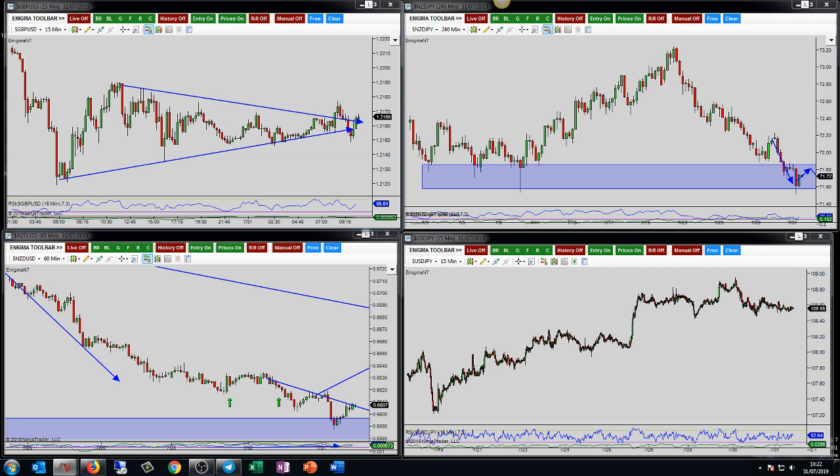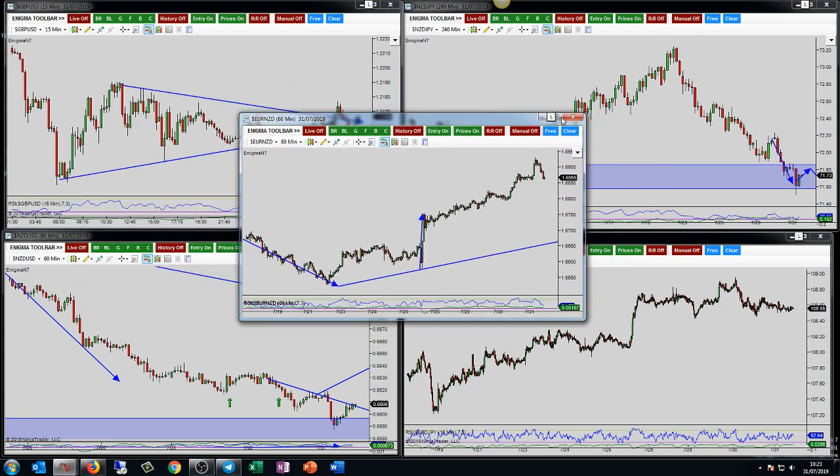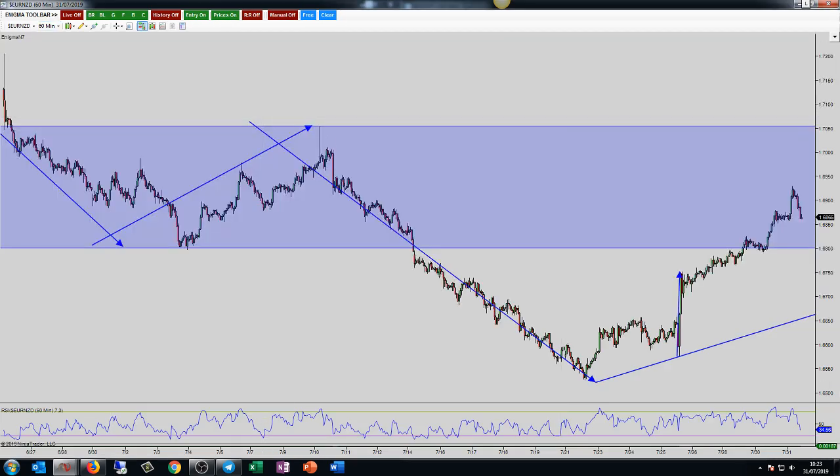Get rid of the Aussie dollar CAD and we will take a look at the Euro New Zealand next. It has a potential to see some continuation to the upside, the Euro New Zealand, and I'm going to show you. It's not the highest probability trade, so it might be one that we leave.